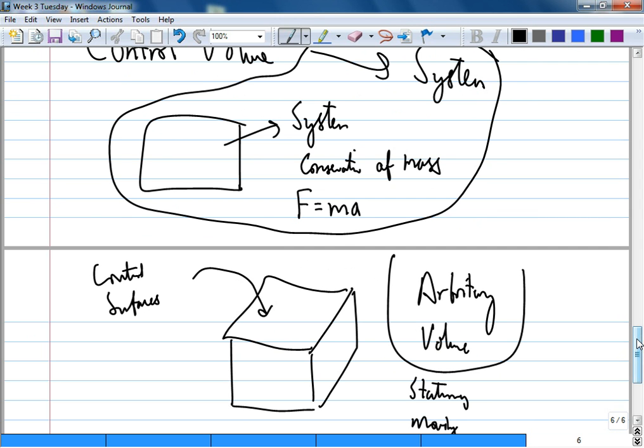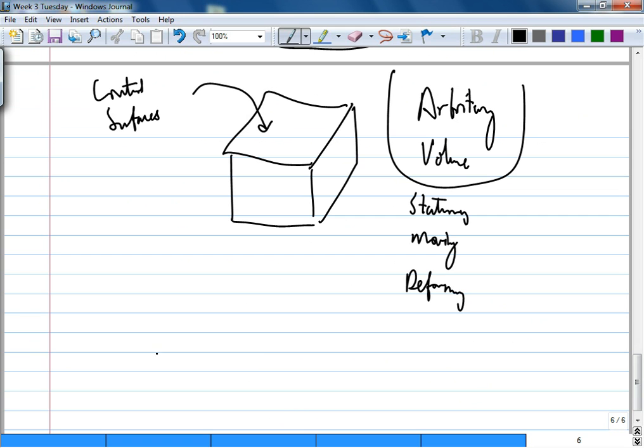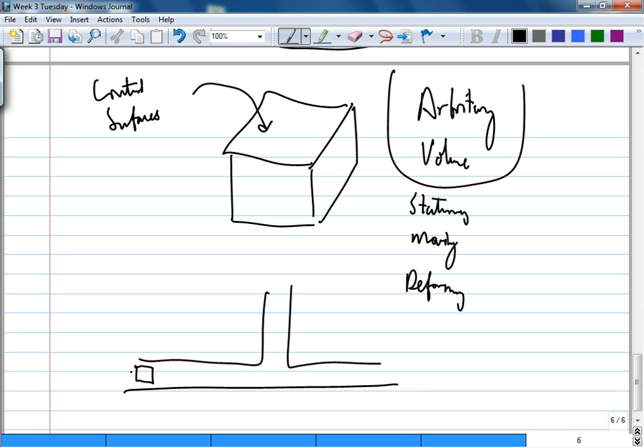Example: if you have a pipe, and you want to track the system, you mark a few particles. I don't know how you mark them. And then you follow. At some later time, they will be here, all deformed already. And at some later time, some may land down here, and some may land down here. That's your system.